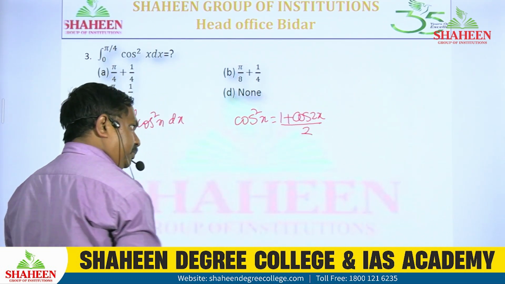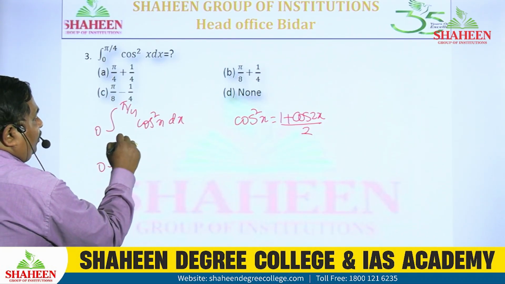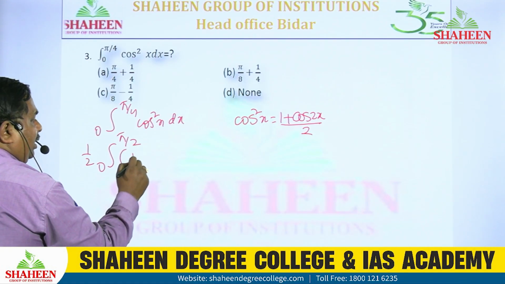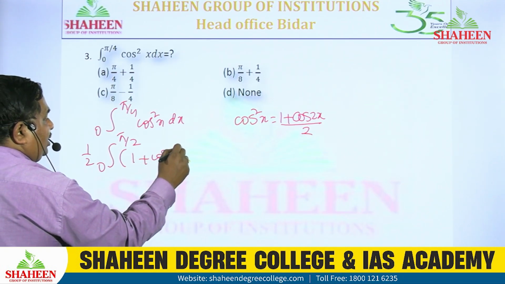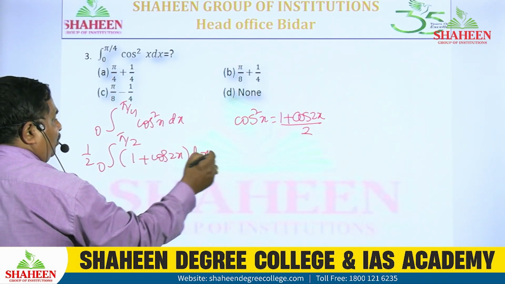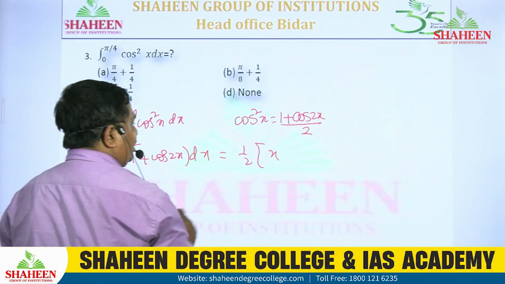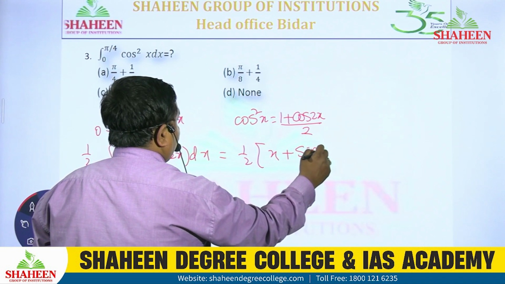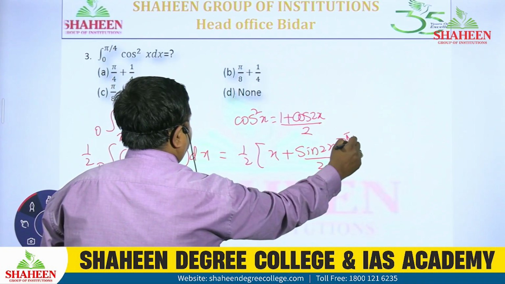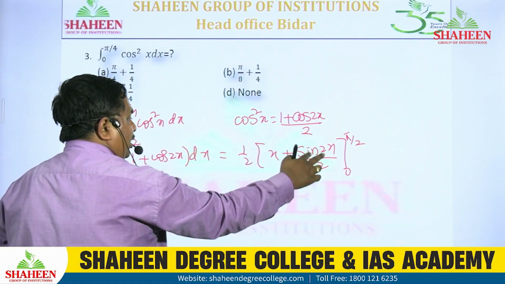On using that, it becomes integral from 0 to pi by 4, the 1 by 2 can be written outside, remaining is 1 plus cos 2x. This can be integrated directly. Okay, then what is the integration of 1? Integration of 1 is x, and cos 2x integration is sin 2x divided by 2, and the limit is from 0 to pi by 4.